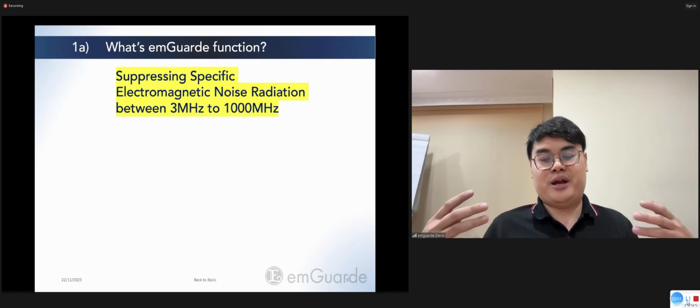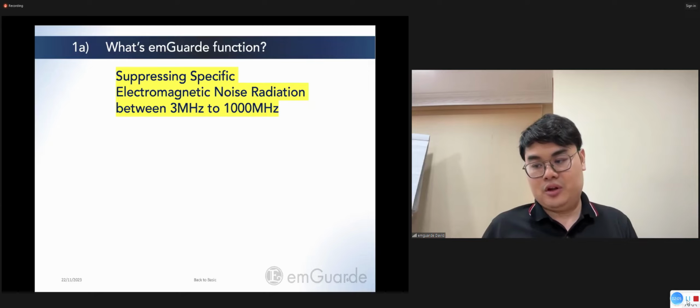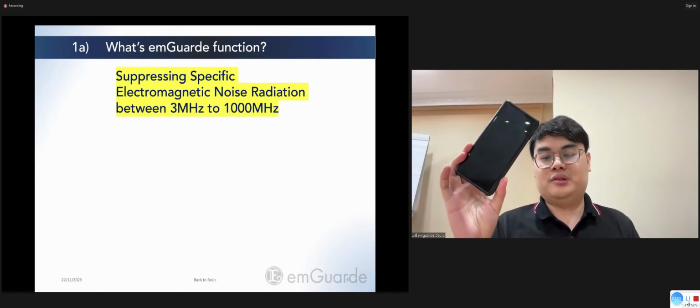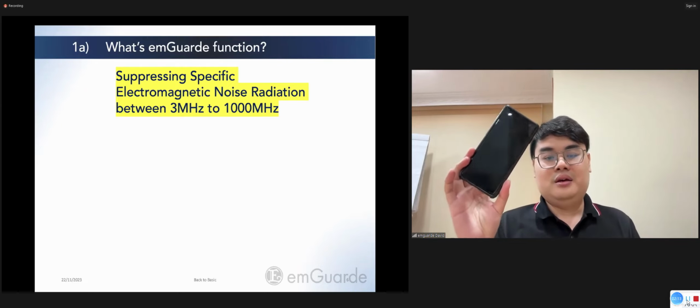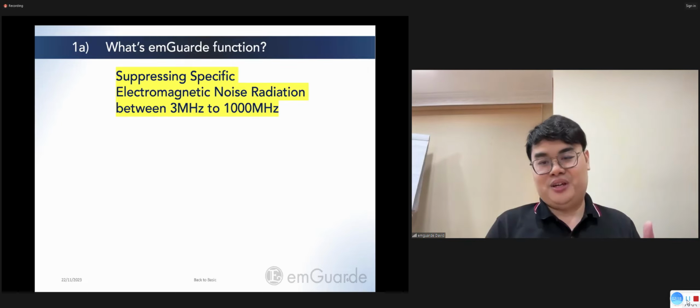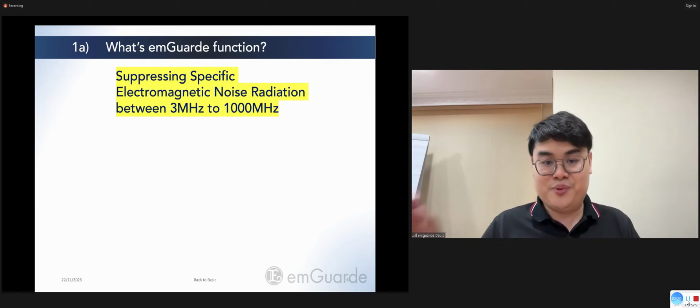It is not there to suppress any signals or telecommunication signals generated by your phone. Just in case you're wondering how come when you turn on the emGuarde, your Wi-Fi is still working and your phone is still getting signals in, it is because emGuarde is not built to suppress any telecommunication signals. It is built to suppress electromagnetic noise radiation.